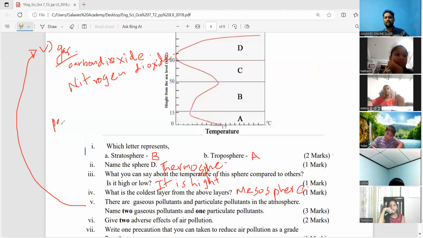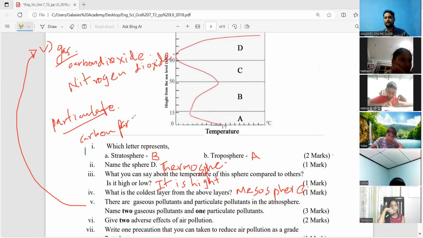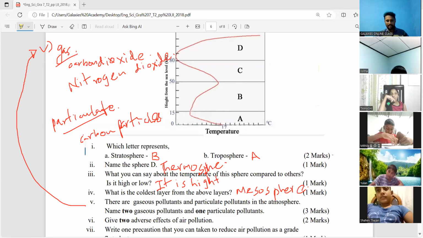Then what are the particulate pollutants? Carbon particles, lead particles, dust particles. Then also you can write asbestos particles. One example is suitable.